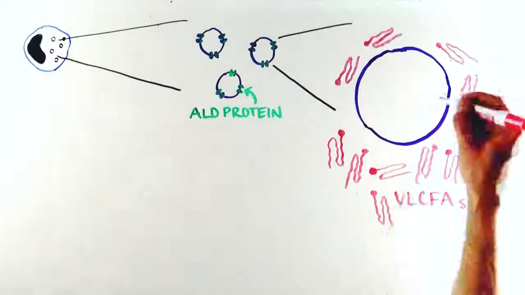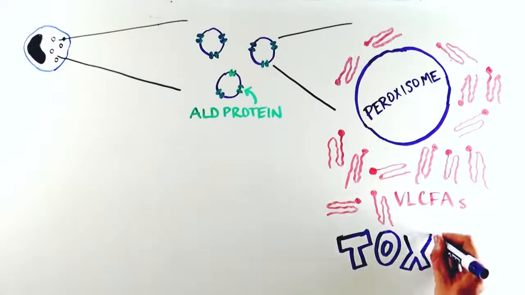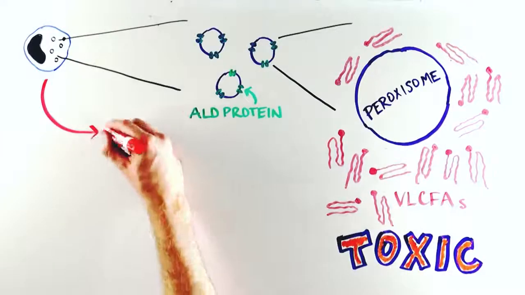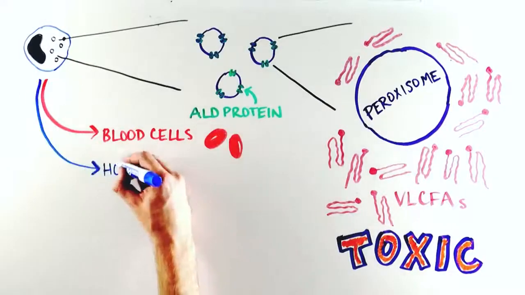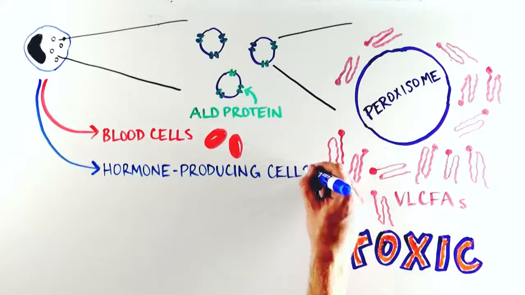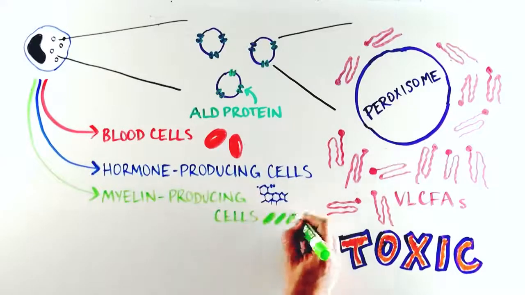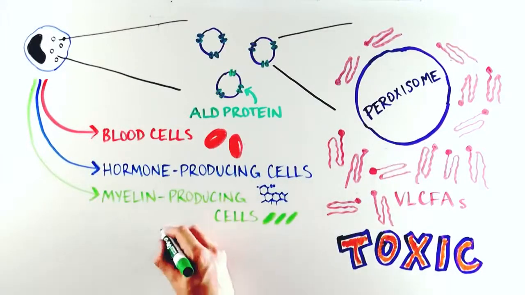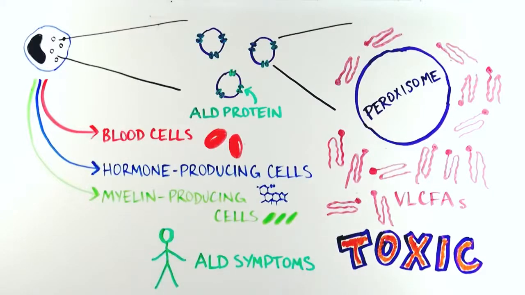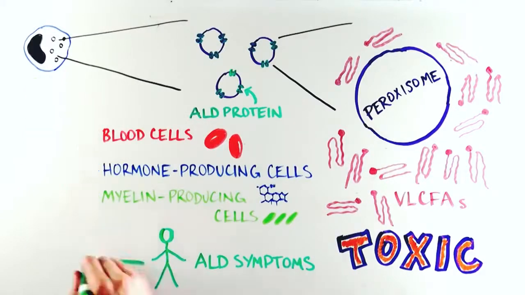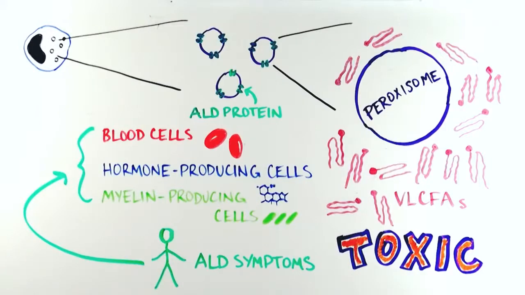The very large quantities of VLCFAs can be toxic to certain cells, including cells that produce blood cells, cells that produce hormones, and cells that produce myelin in the nervous system, which is required for neurons to function. Therefore, patients with ALD develop very severe symptoms associated with the malfunction of these cells.